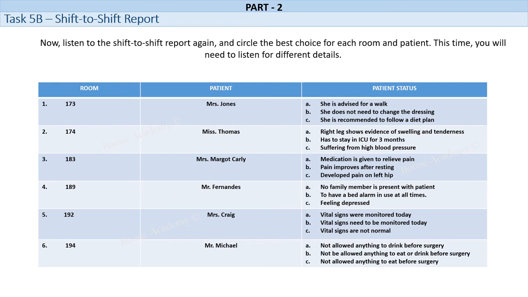Room 174, Miss Thomas. She's a 50-year-old female. She was admitted last night. Her complaints were shortness of breath and neural head swelling. She has a diagnosis of CHF exacerbation. She does have a long history of CHF in addition to hypertension and diabetes. She's known for drug allergies.